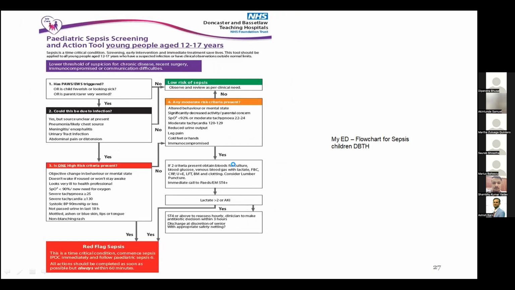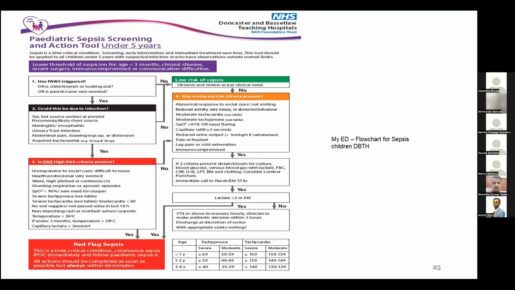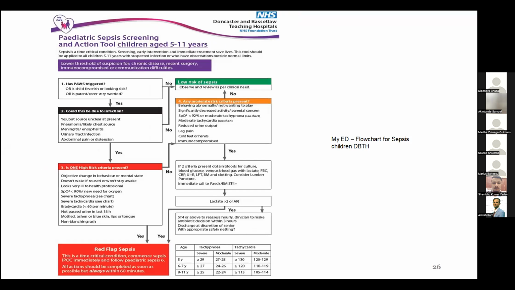For 12 to 17 years, they have defined severe tachypnea as more than 25 and tachycardia as more than 130. Other things look the same: a feverish child looking sick, parent or carer very concerned, then we should follow this chart. So these are the three charts for sepsis screening. For adults, there is one single chart, but for pediatrics the only difference is we have to know the values, and we should follow this sepsis toolkit. It is very easy to follow: under 5, 5 to 11, and 12 to 17.